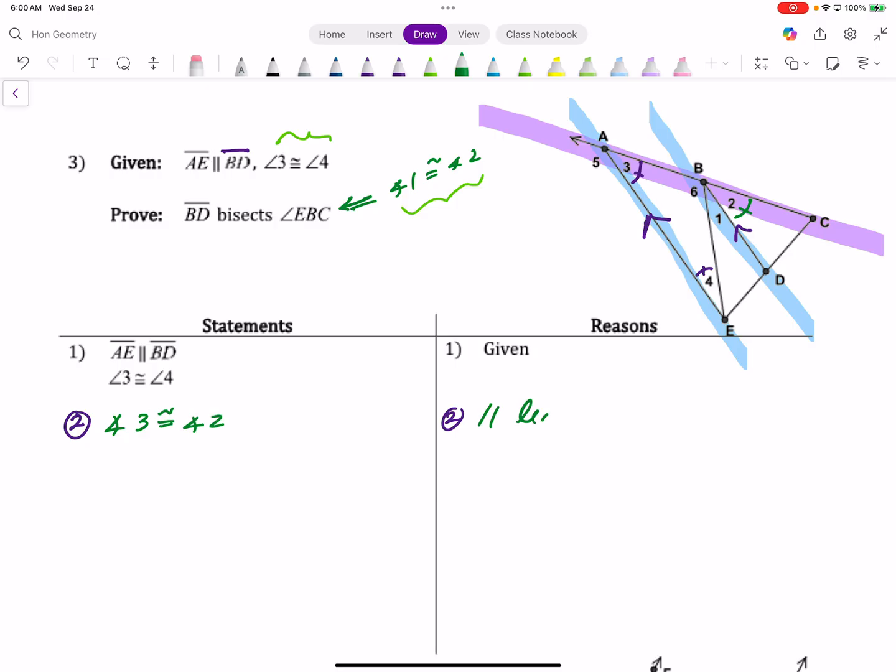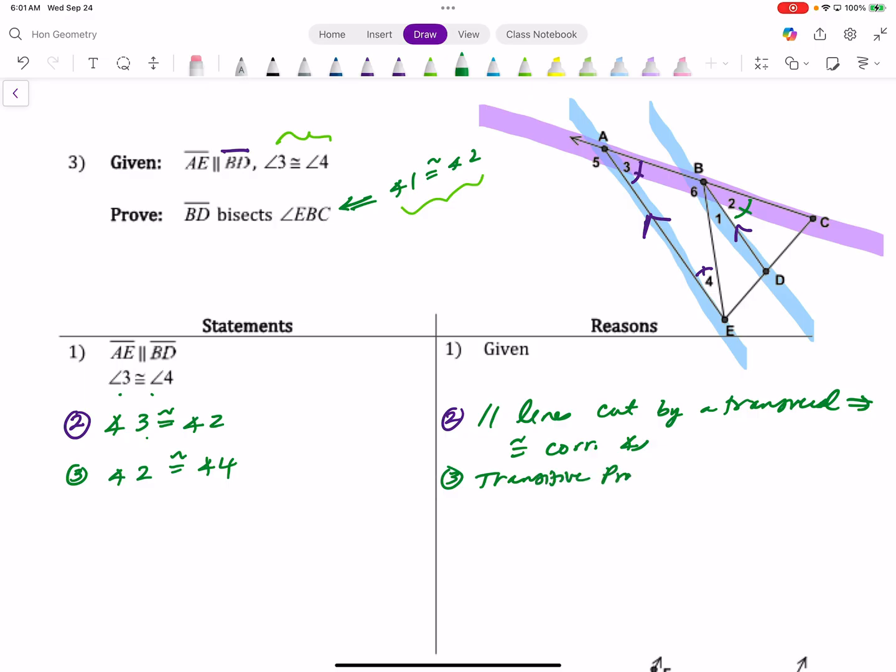Because when parallel lines are cut by a transversal, that implies congruent corresponding angles because those angles sit in the same spot. Okay, so now we've got 3 and 2 in here. So angle 3 is congruent to 4, 3 is congruent to 2. That lets me know that angle 2 is congruent to angle 4 because of a transitive property. Okay, so 2 is congruent to 4. So I've already got that marked up.